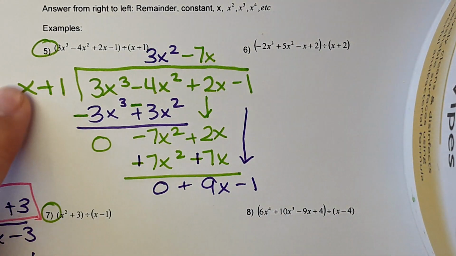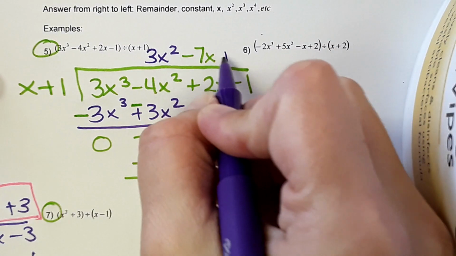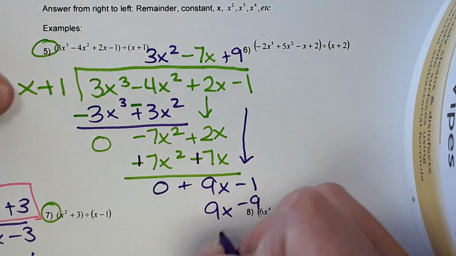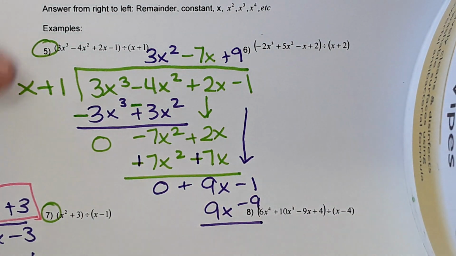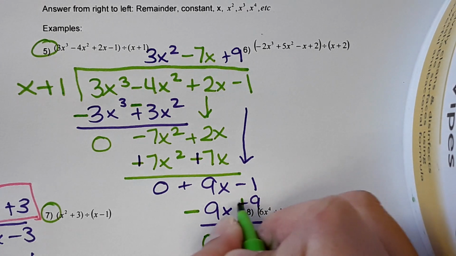Okay, what would we multiply this by to get 9x? We'd multiply it by 9. 9 times this would be 9x minus 9. Did you have a minus sign?